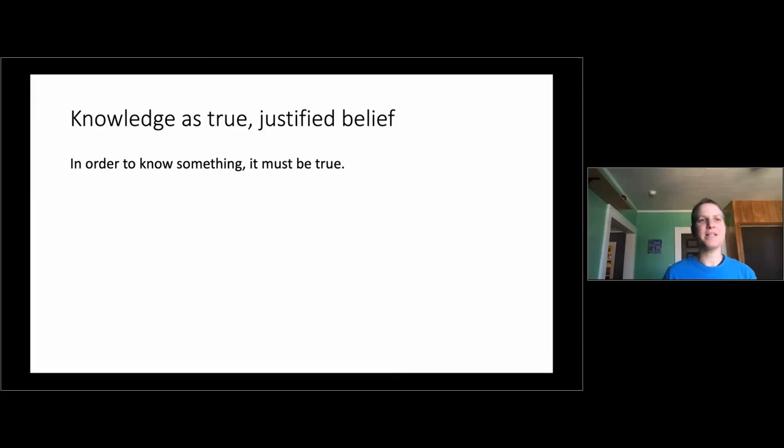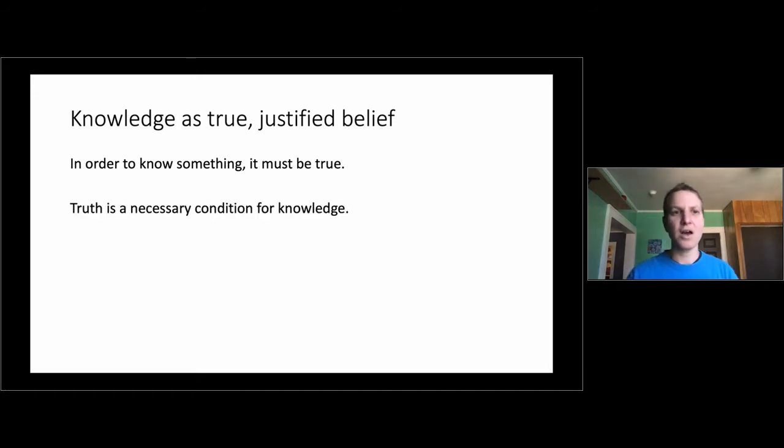Okay, what else do we need? Well, another proposed condition is that in order to know something, it actually has to be true. Okay, so you can't know something if it's false. That seems reasonable, right? If something is false, if you have a false belief, you're just wrong about that thing, then you don't get to count as knowing it, even if you believe it. Okay, truth is being offered here as a necessary condition for knowledge.